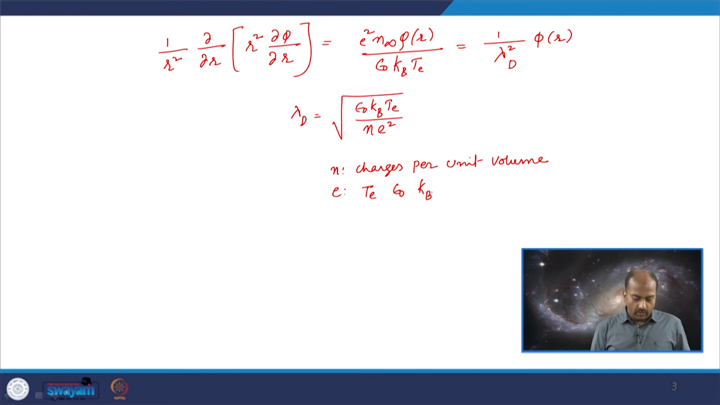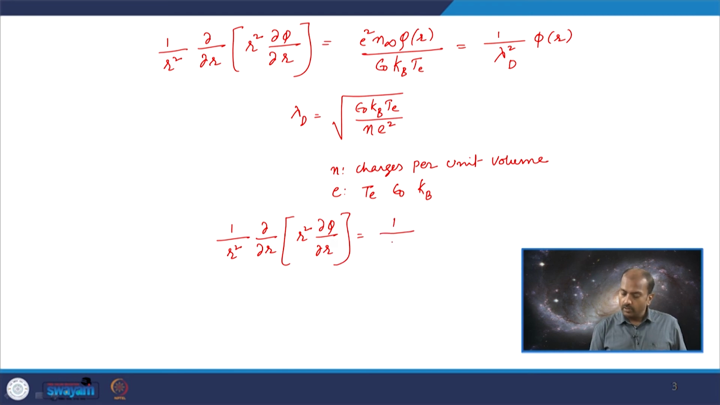So, the differential equation is still intact. I mean, the differential equation is just now written in terms of a coefficient or a constant which you call lambda d. Otherwise, we still have not solved the differential equation. It is 1 by lambda d square times phi of r.